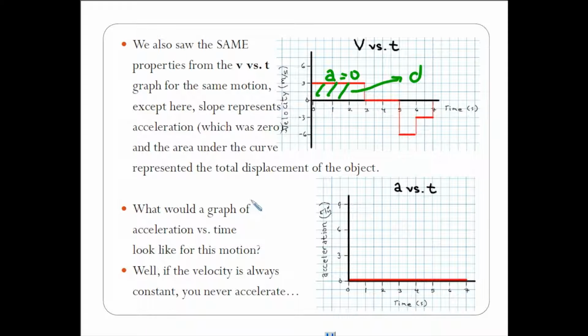What would a graph of acceleration versus time look like for this motion? Well, if the velocity is always constant, then you never accelerate. And if you never accelerate, you would have an acceleration of 0 meters per second squared the entire time. So as time goes on, my acceleration stays constant and 0. Yeah, because in each one of these cases, the acceleration of the object was 0 because the slope of this graph was 0, or from the displacement versus time graph, it showed a constant slope for the velocity being constant.